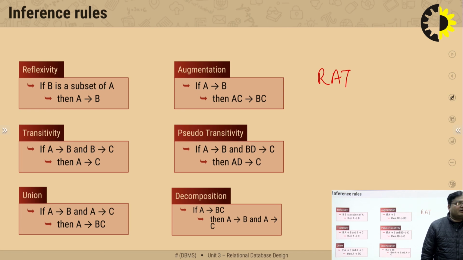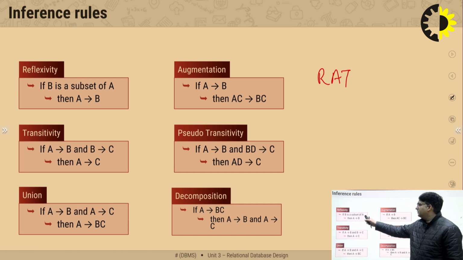Third, if A determines B and A determines C, then we can say that A determines BC, that is the union rule. So in totality, there are 3 axioms and 3 additional rules: the pseudo transitive rule, decomposition rule and union rule. Easily we can prove the union rule, decomposition rule and pseudo transitive rule with the help of these axioms, Armstrong's axioms.